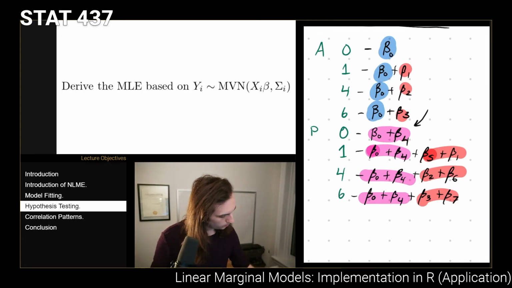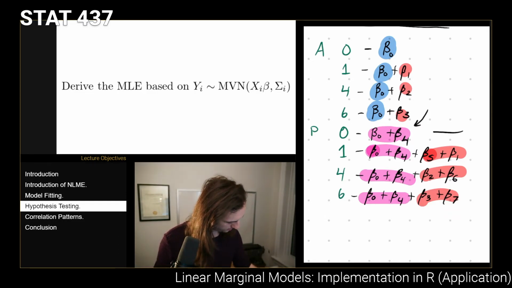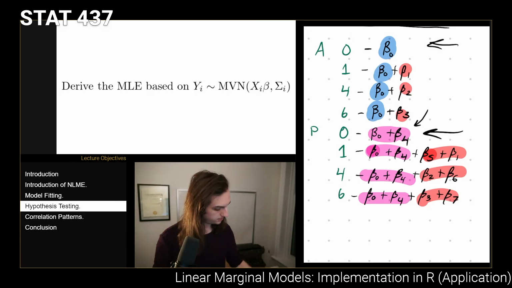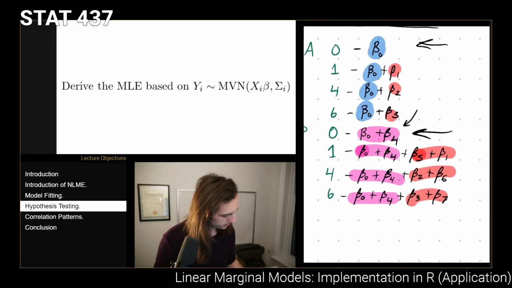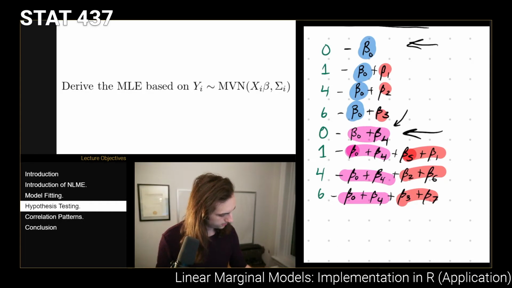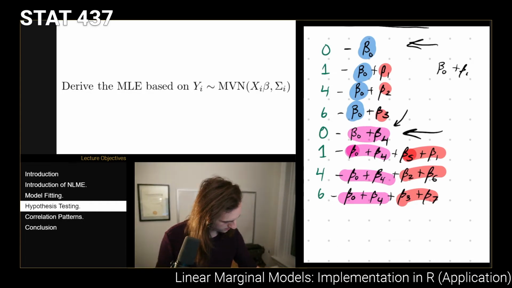One way to start thinking about the interpretation of these parameters is to look at a person in this row versus this row: the placebo treatment and the active treatment at week 0. If we take the difference in their expected outcomes, we're left with beta 0 plus beta 4 minus beta 0. We subtract off beta 0, and we're left with just beta 4.